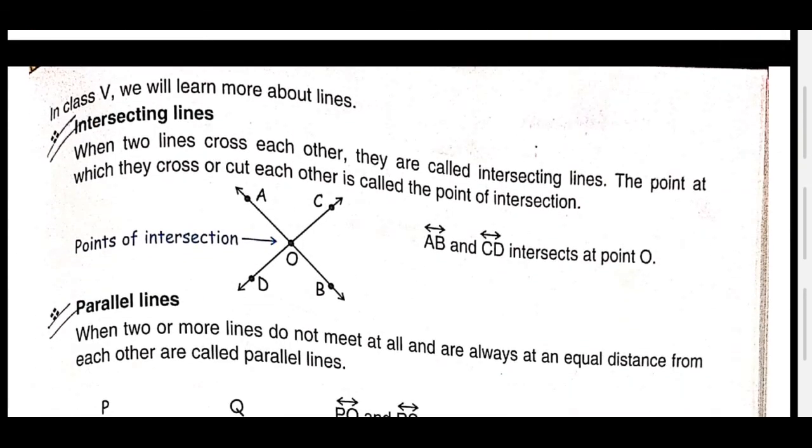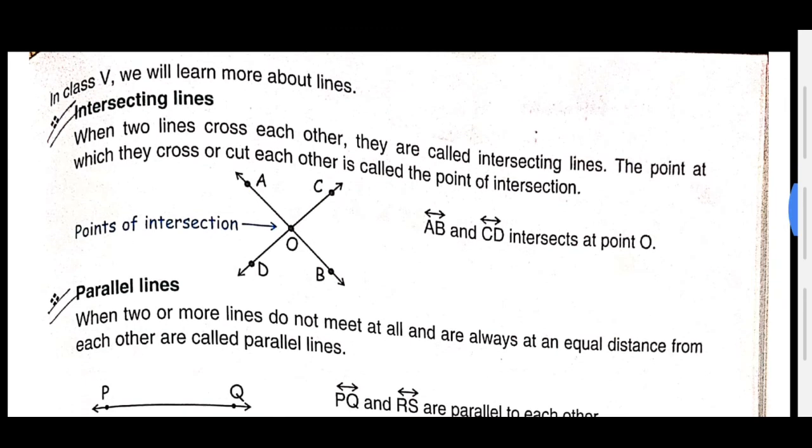What are intersecting lines? When two lines intersect with each other, they are known as intersecting lines, and this point O is known as the point of intersection. What is an intersecting line? When two lines cut each other at one point, they are known as intersecting lines, and this point is known as the point of intersection.